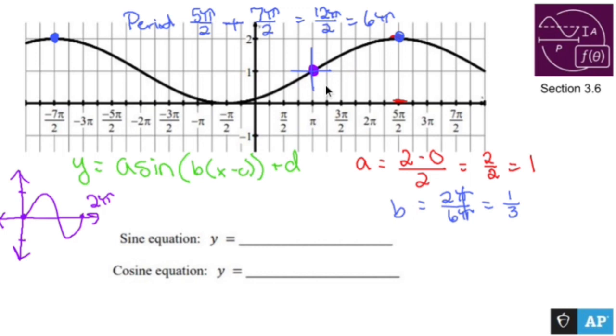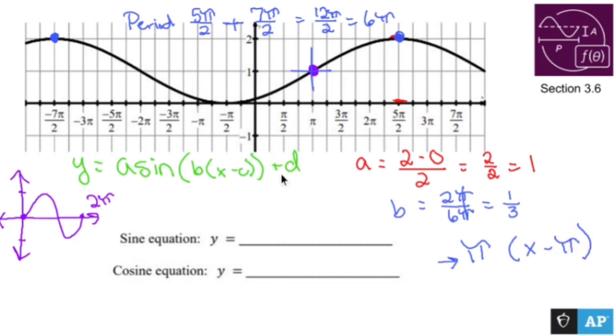Well, I have a positive phase shift. I'm moving to the right what appears to be pi. So when you move to the right what appears to be pi, what you're actually doing is x minus pi. Remember, when you move to the right, it's the opposite of what it appears to be. So my parentheses is going to be x minus pi.